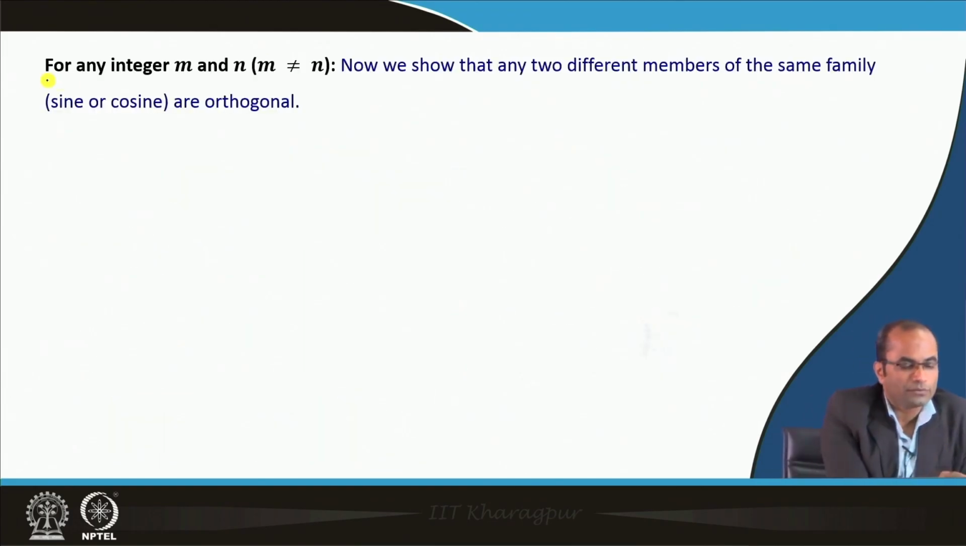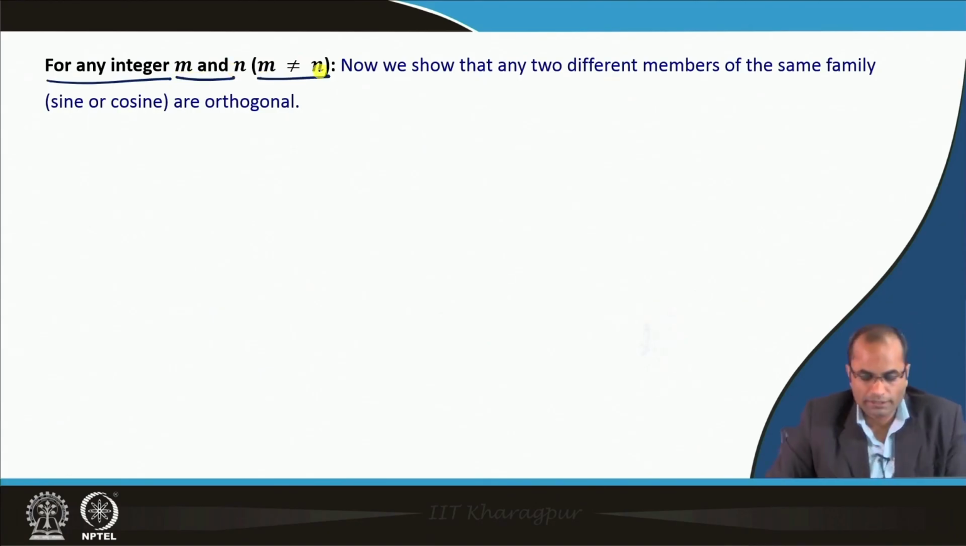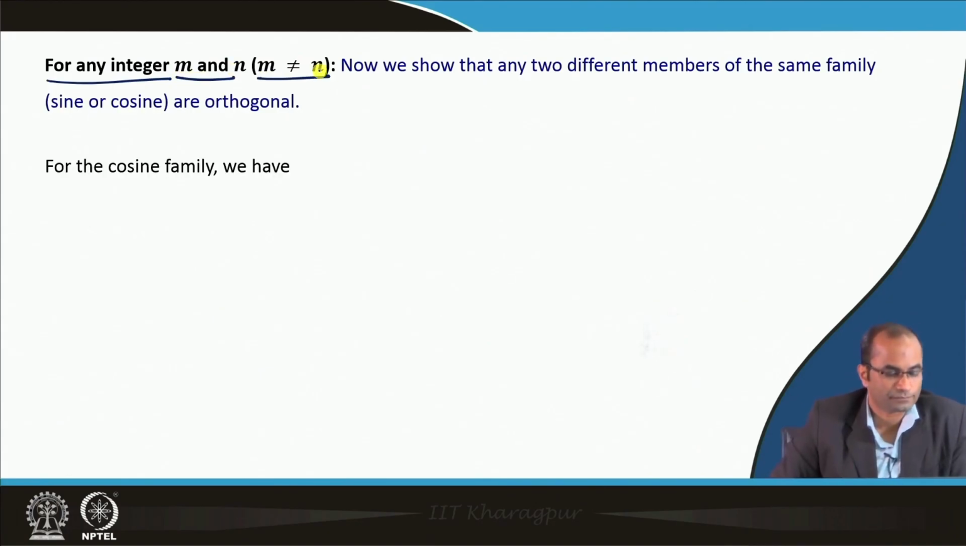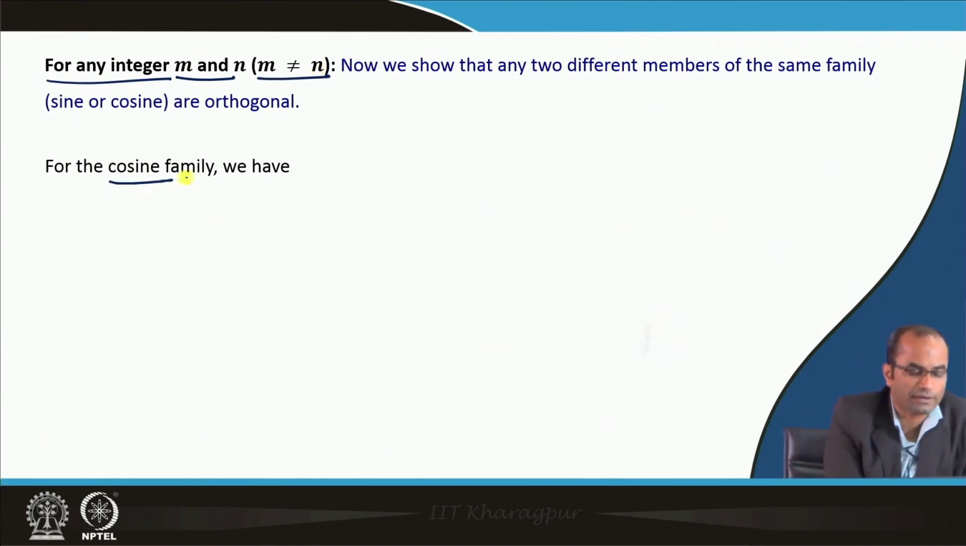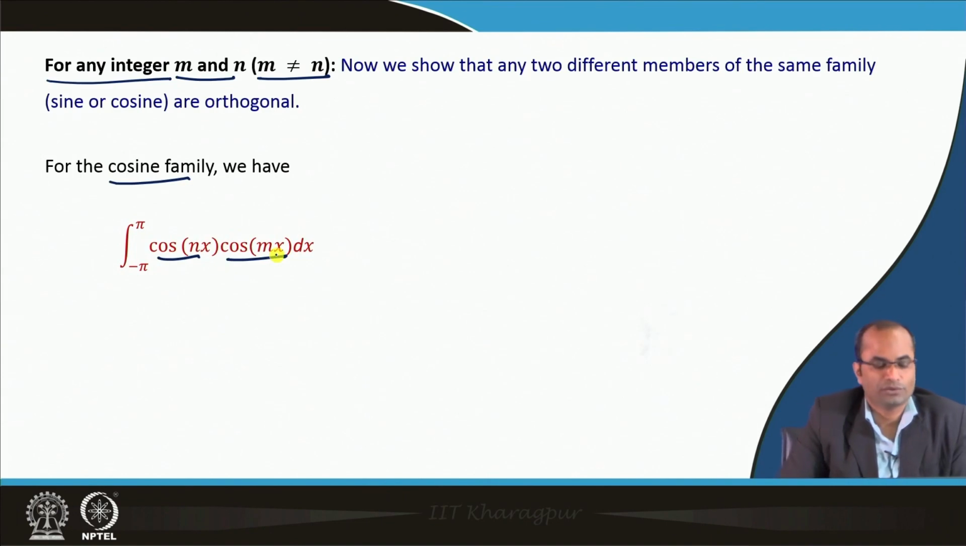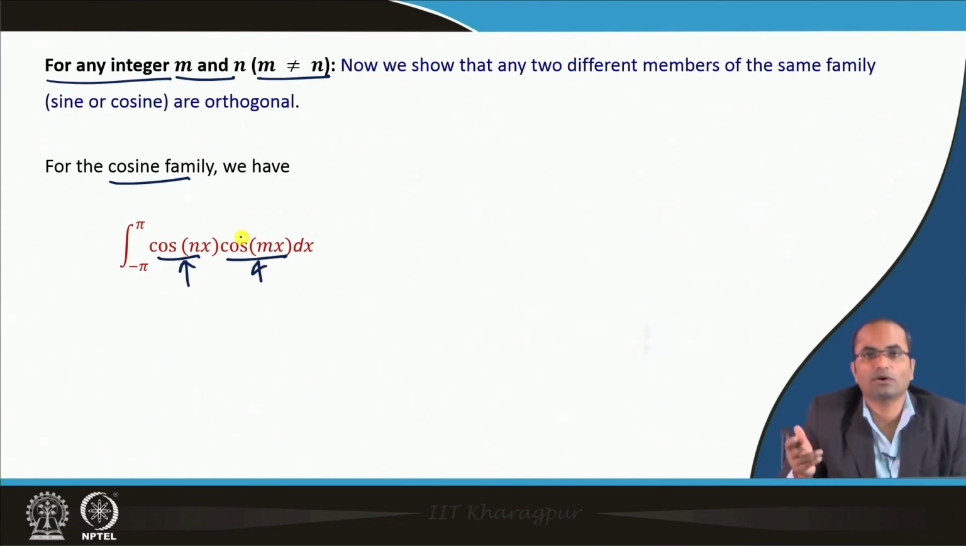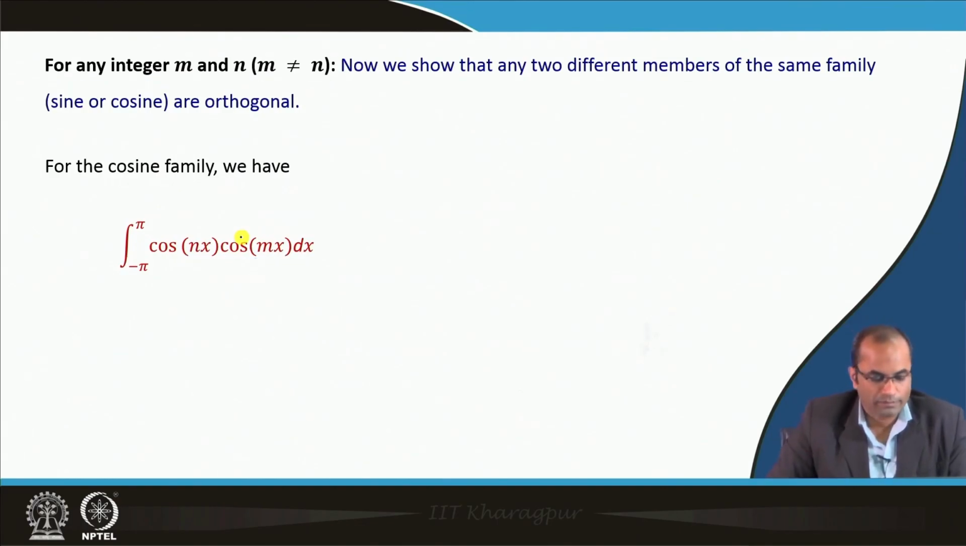So, we will take now for any integers m and n, when these two are not equal, that means first for the cosine family we will take cos n x and cos m x. When m and n are equal, we have seen the value is pi. But now we have two different members, one is cos n x, another one is cos m x. When n and m are not equal, they are different members of the family.